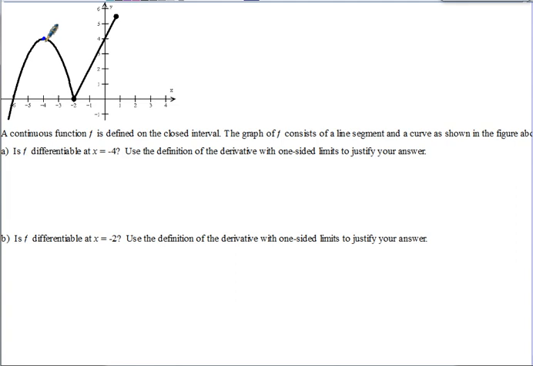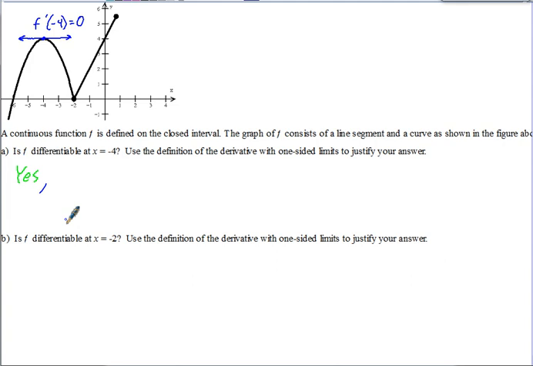So at x equals -4, we've got a horizontal tangent line. So the derivative there, f prime of -4, would just be 0. The slope is 0. So it is differentiable. So answer our question by saying yes.